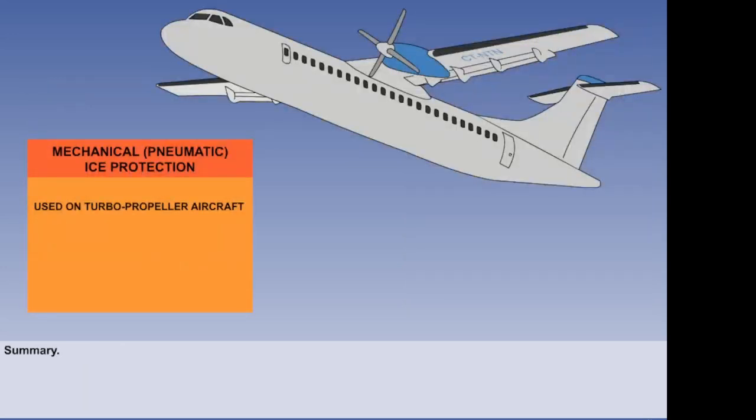That is the end of the lesson. You should now understand that a mechanical system using pneumatically inflated boots is often used on modern turbopropeller aircraft. You should know that it can only be used for de-icing purposes. You should also know that the two disadvantages of this type of system are that it is expensive to maintain and that it causes an increase in drag.